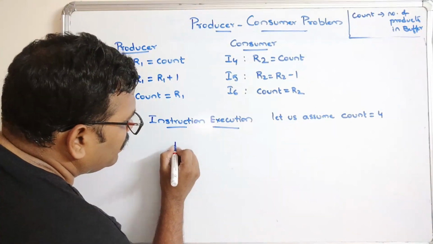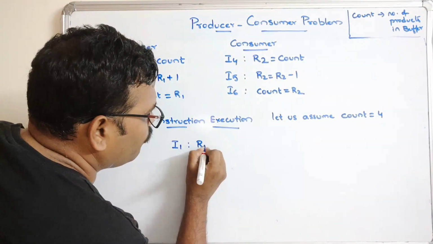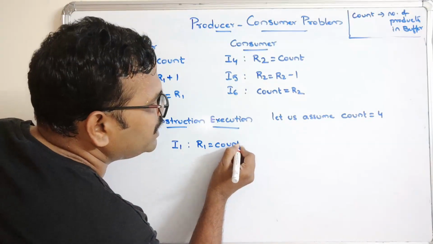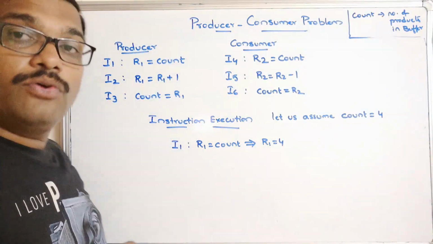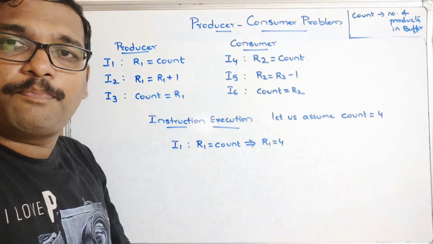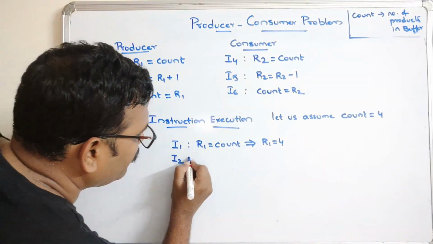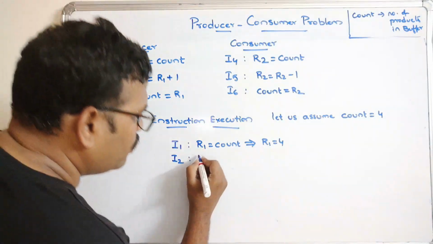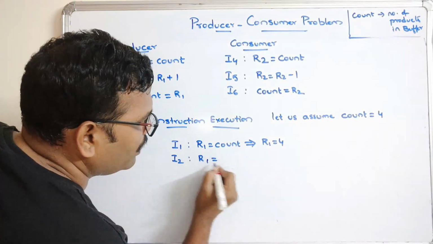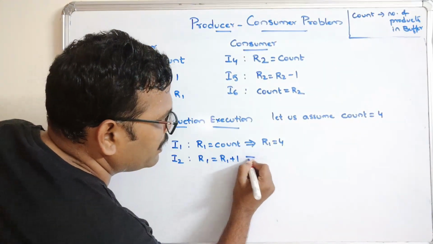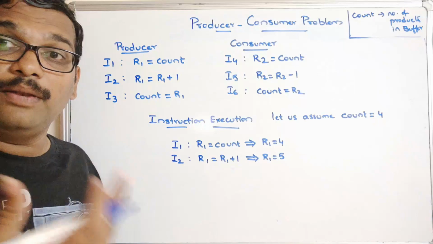So first let us write out instruction 1. What is instruction 1? R1 is equal to count, which is initialized with 4. So R1 is having 4. Immediately after a new product produced by the producer is placed into the memory, instruction 2 updates R1 with 1, that implies R1 now will be 5.